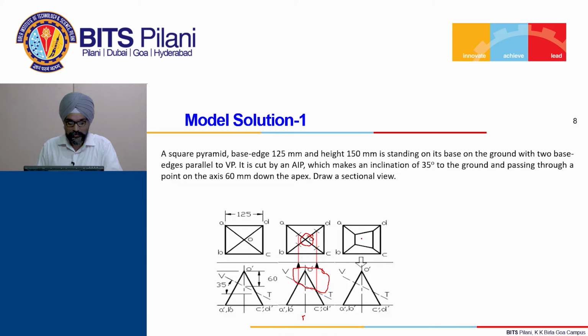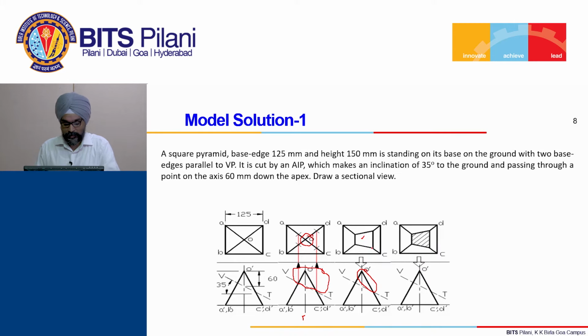So you can see here that this portion of the slant edges has been removed in the top view. This is how it will look, and finally you do the hatching. So that is it, it is as simple as this. So you get the sectioned top view.